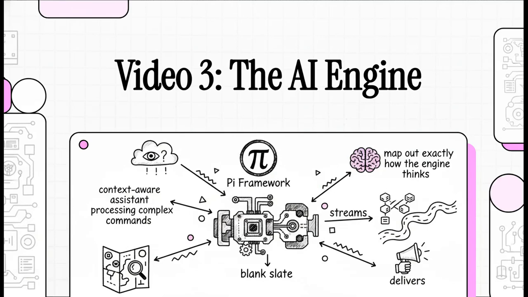Today, we're getting straight under the hood of OpenClaw's cognitive core to explore the Pi framework. If you've ever wondered exactly how an AI goes from a total blank slate to a fully context-aware assistant processing complex commands, well, you are in the right place. We're going to map out exactly how the engine thinks, streams, and delivers.